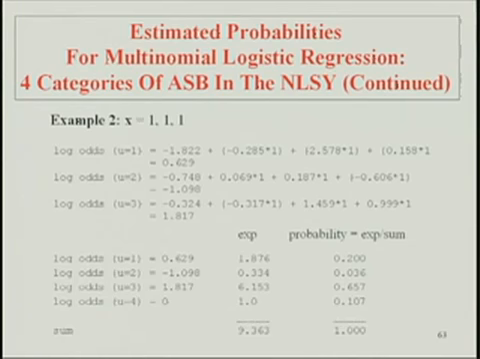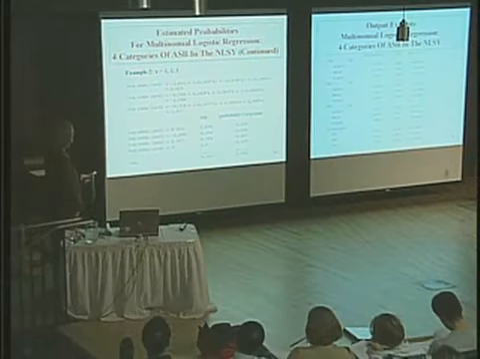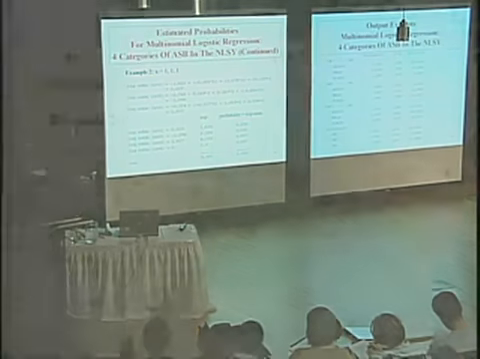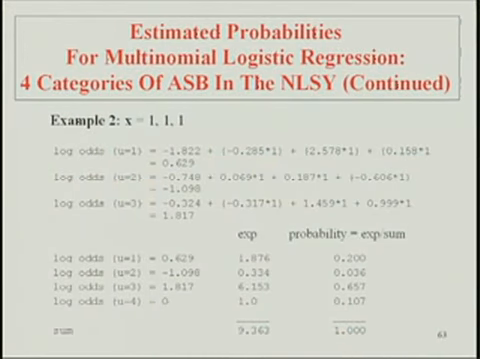It includes not only the information about the intercepts, but also the information about each of the regression coefficients, the multinomial logistic regression coefficients, times the value 1, because we're evaluating at x equals 1 for each of them. So we get the values shown here at the bottom. So the logits and log odds, if you compute this, become 0.629 for u equals 1, minus 1.098 for u equals 2, etc. We do the same thing as we did on the other one: exponentiate, sum, and get the probabilities for black males age 17 of being in the different categories.